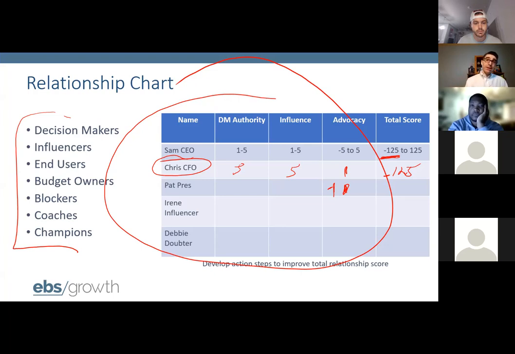If you've worked with them in the past and you did such a horrible job, you got fired, they got fired over your implementation, that's a -5. So you really have to just define it. How much do they know you and trust you and like you? That's really what that advocacy score is. So if they don't know you, you're like at a 1, -1. It's never a 0 though.